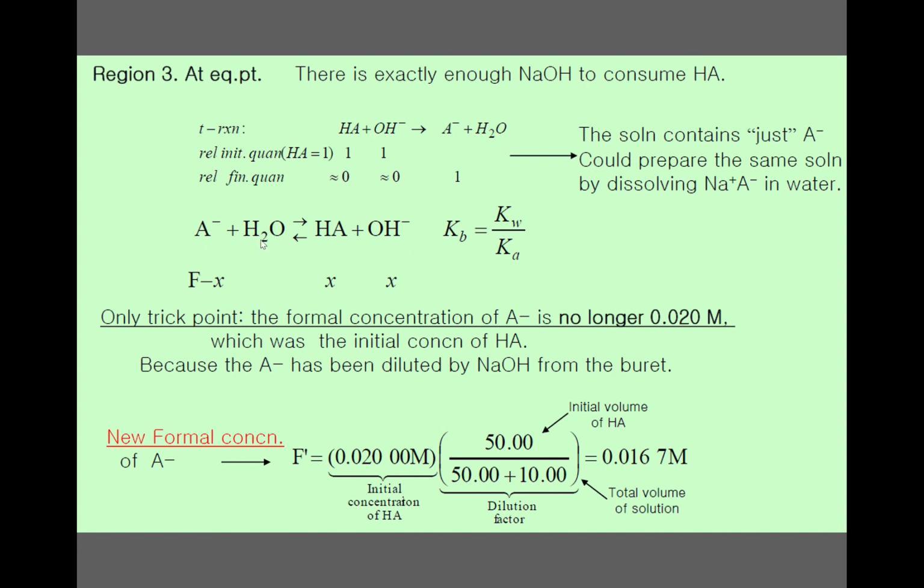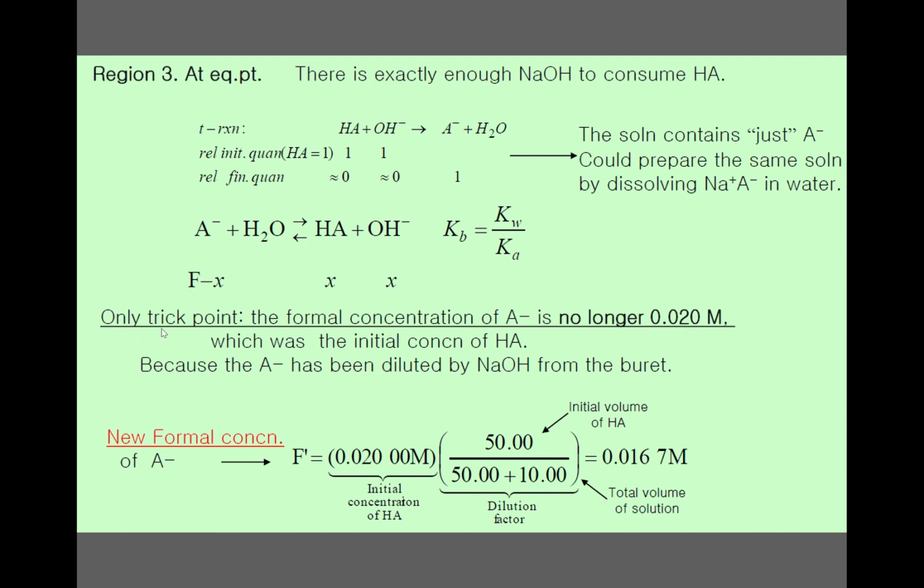Then the equilibrium constant for this reaction is Kb, and Kb equals Kw divided by Ka. Since we already know the Ka for MES, we can calculate Kb, and then let's put the concentration of HA and hydroxide ion as X, and then we can write this equation.